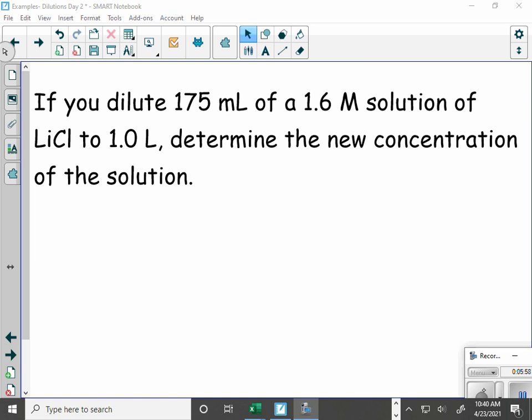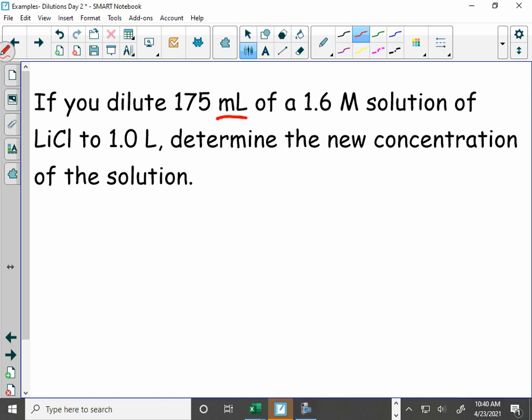Now, the first problem that I see is that I have this one labeled in milliliters and this one is labeled in liters. I told you that the volume did not matter as long as we are consistent. Are we consistent here? No. So I've got to change one of those. What I'm going to do is make my liters into milliliters. Since it's 1 liter, I know that 1 liter is equal to 1,000 milliliters. So I'm just going to make that into 1,000 milliliters. But I write down my equation. And I know that when I'm doing a dilution, M1V1 is equal to M2V2.